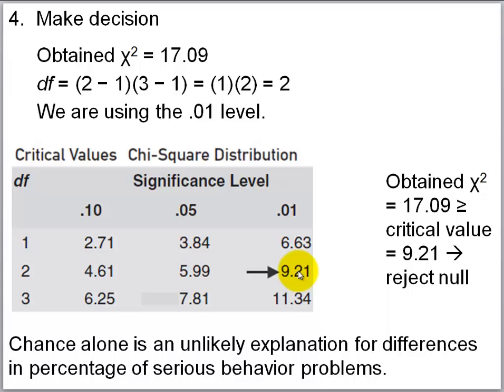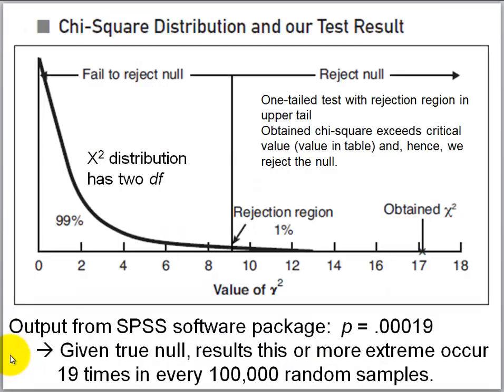The decision rule calls for us to reject the null if our obtained value exceeds the value in the table. So our obtained chi-square is 17.09, and that does indeed exceed 9.21. Therefore, we reject the null. We conclude that chance alone is an unlikely explanation for the differences between the percentages of kids with serious problems in the 3 family ethnicity groups.